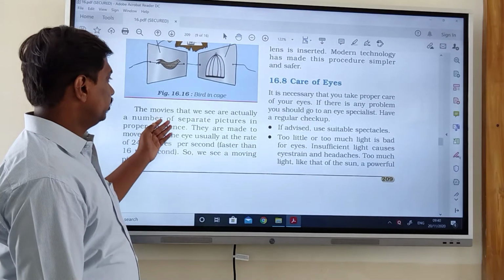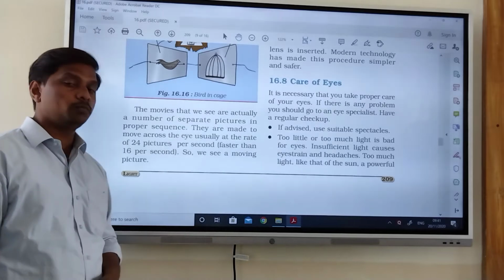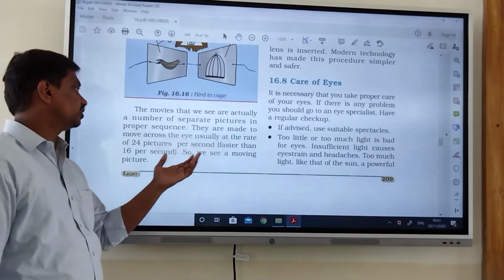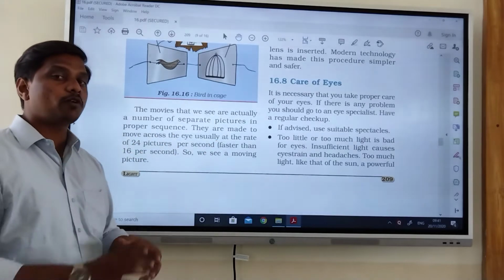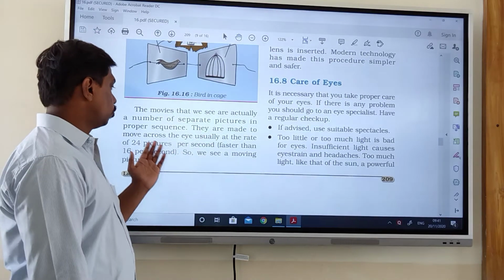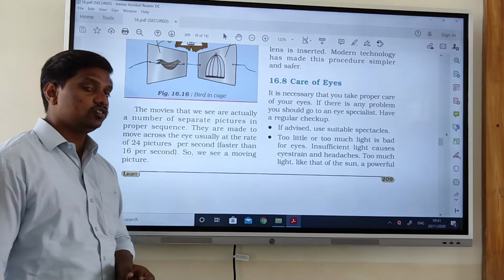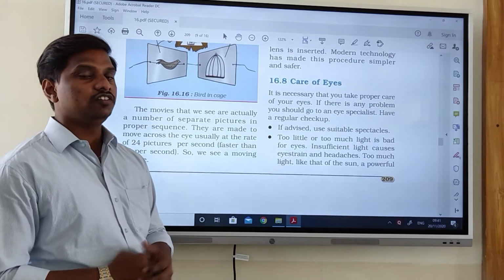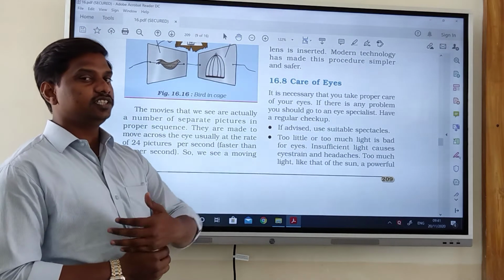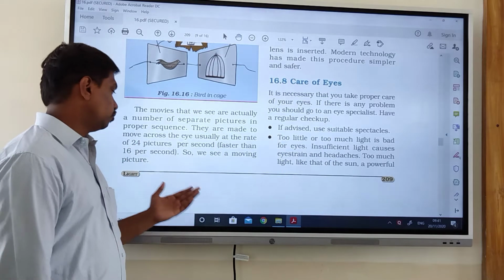The movies that we see are actually a number of separate pictures arranged in proper sequence. They are made to move across the eye usually at the rate of 24 pictures per second. If 24 pictures are moved in 1 second, it will seem like a movie. Faster than 16 per second, so we see a moving picture.